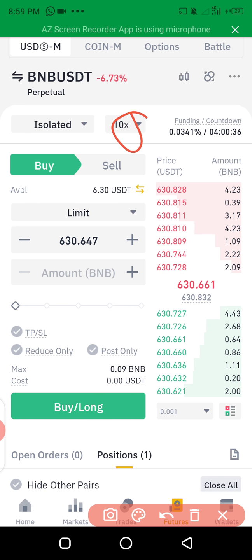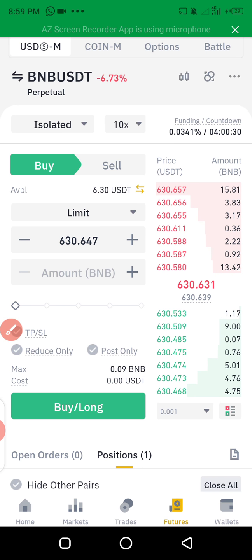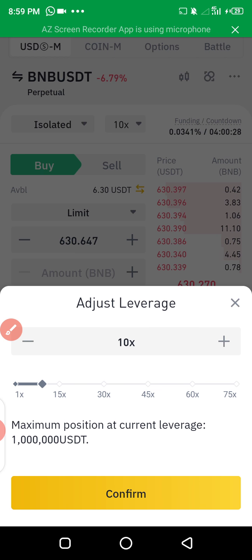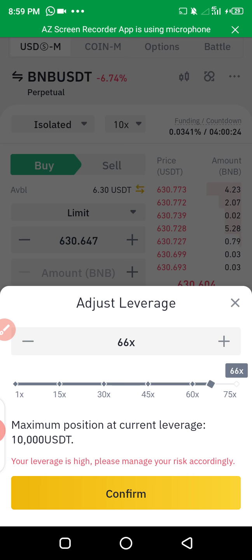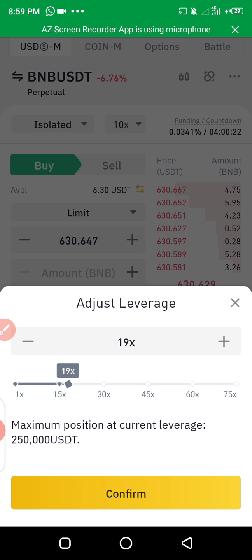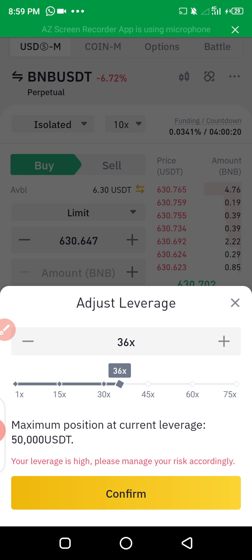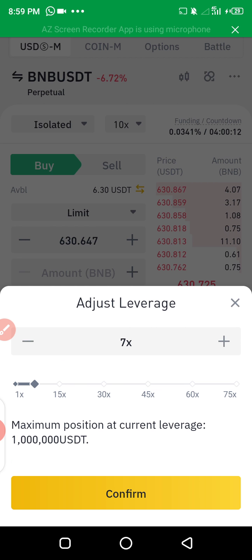As I previously discussed, you have the ability to leverage your money in future trading. You can adjust the leverage and use any leverage you like here. But when you use more than 20 times leverage, the system will warn you that the risk is too high. The higher the leverage you use, the closer your liquidation price will be. So let me just use 10 times leverage as a typical example.